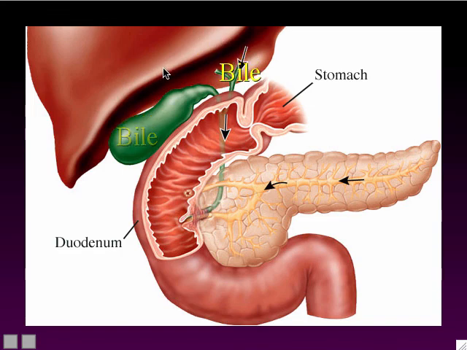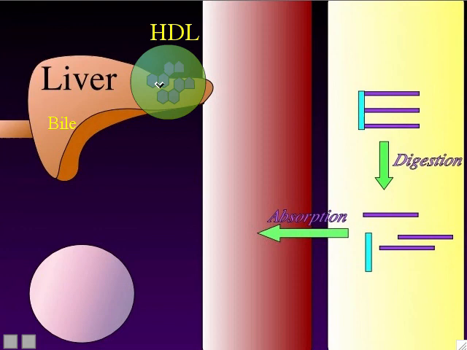So anyway, what I was saying is the main ingredient for bile is cholesterol. And so that's why the liver needs these HDLs. That's why the liver takes in these HDLs, because it uses the cholesterol inside the HDL as the main ingredient for making the bile.